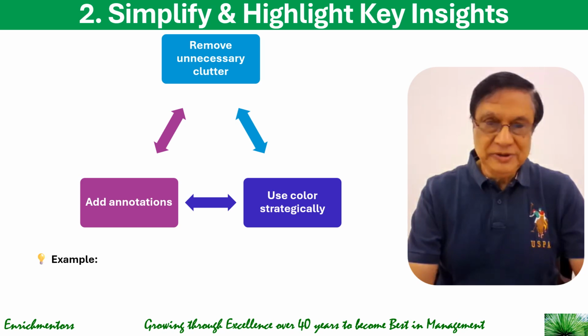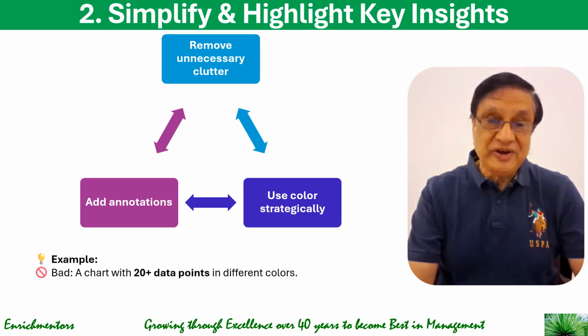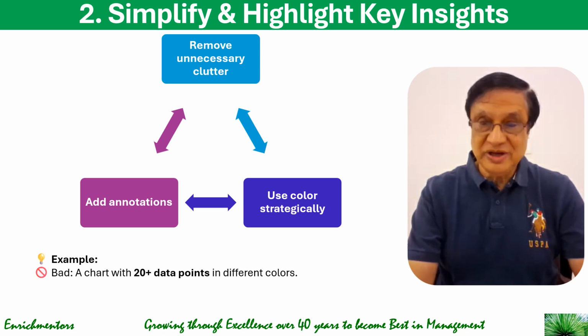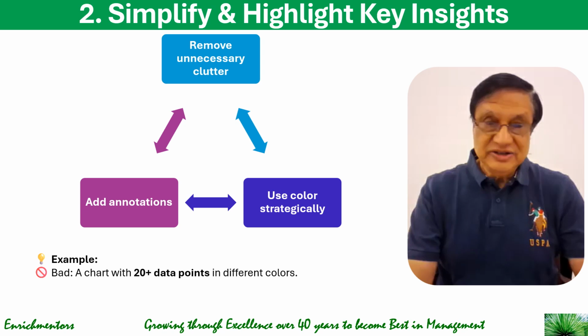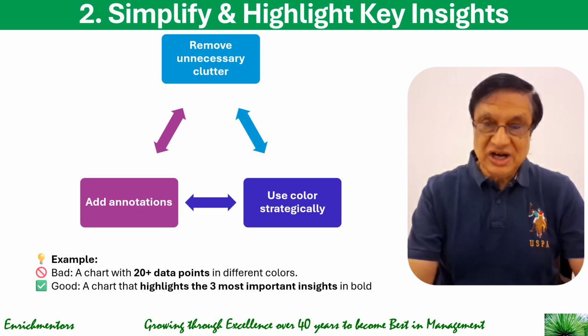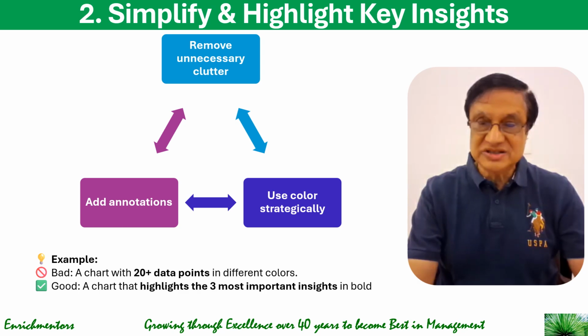Now, a not so good example would be a chart with 20 plus data points in different colors. That would be too many colors driving your viewer or decision maker kind of crazy, right? A better way would be a chart that highlights the three most important insights in bold. Too many bolds, too many colors, too many labels is complication, right? So simplify and highlight key messages.